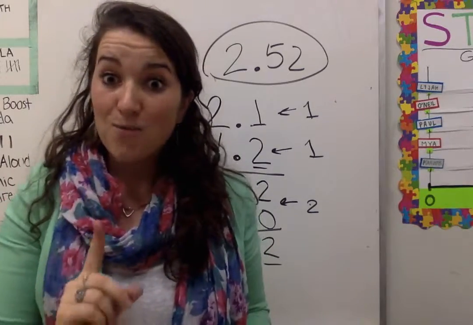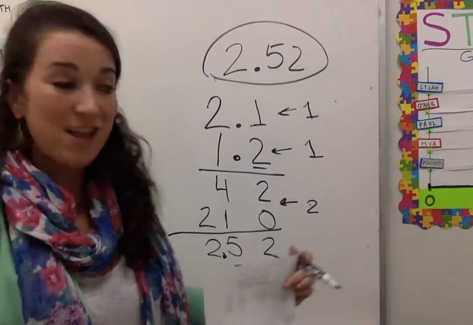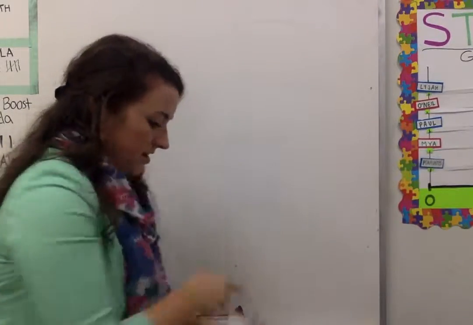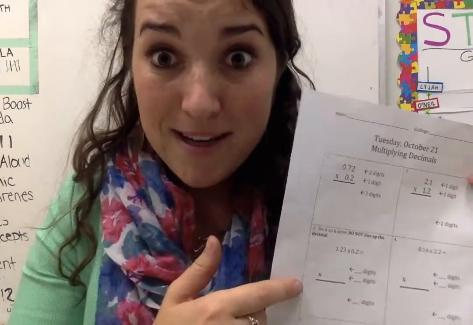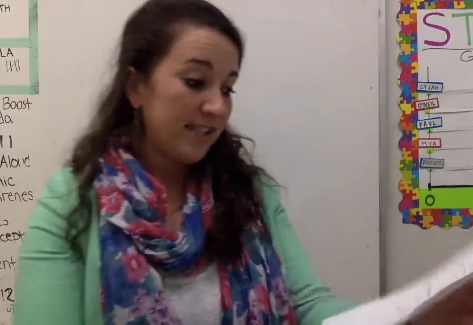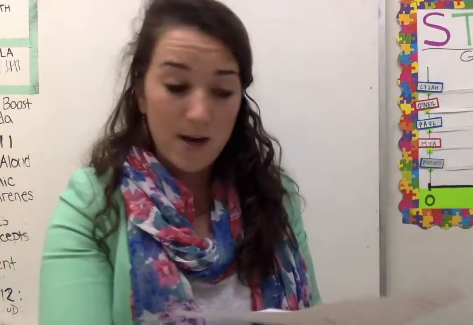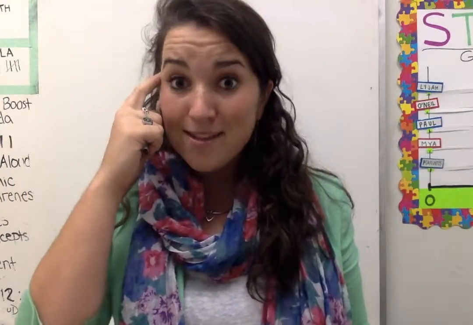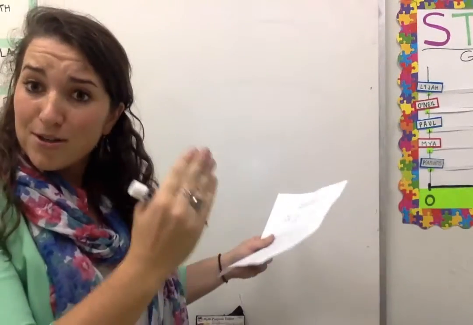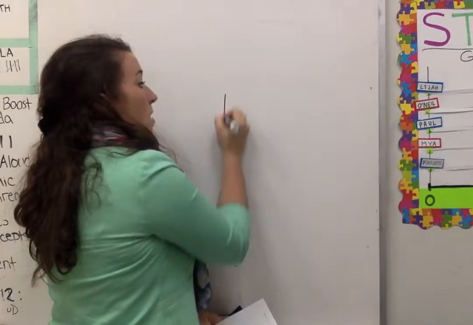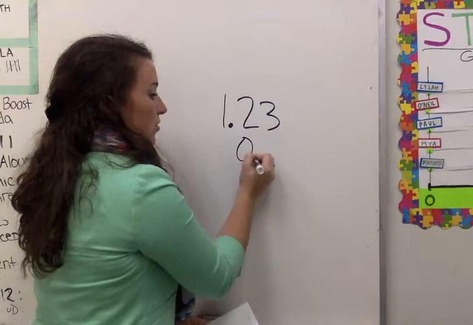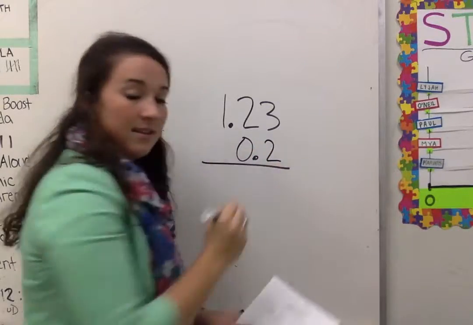Okay, we are going to walk through one more problem together, and then you're going to solve the rest on your own. This next problem isn't set up for you. So our job is not only to solve it, but to set it up for ourselves. So I see it's 1 and 23 hundredths times 2 tenths. I remember, I don't line up the decimal, I just line up all the numbers on the right.